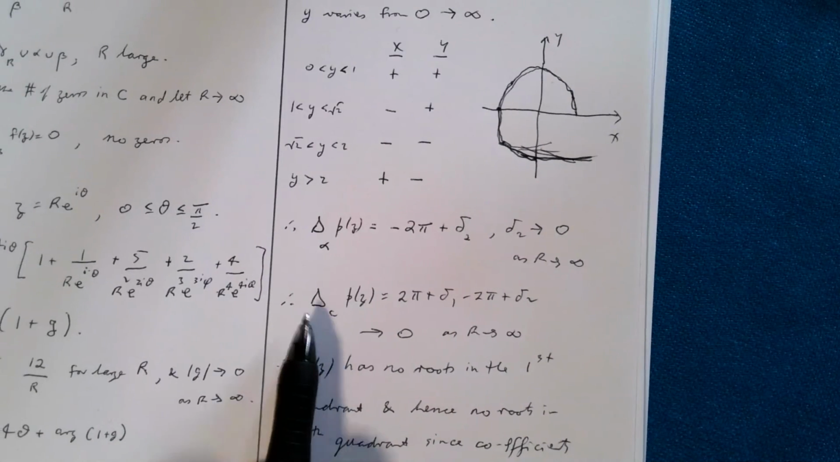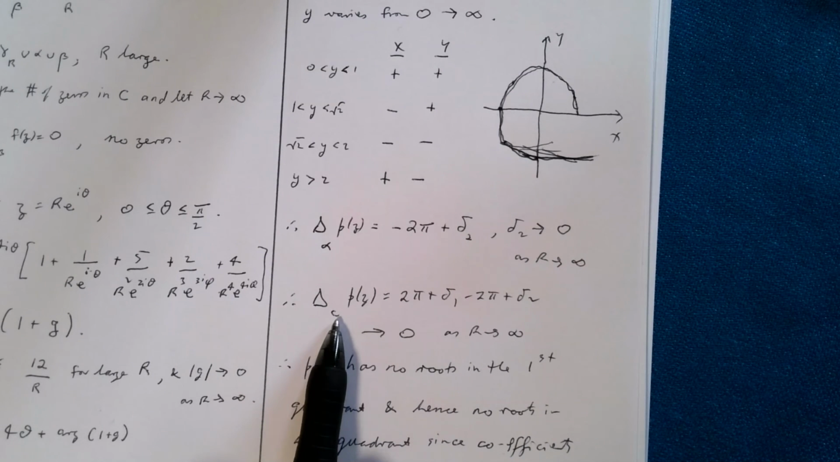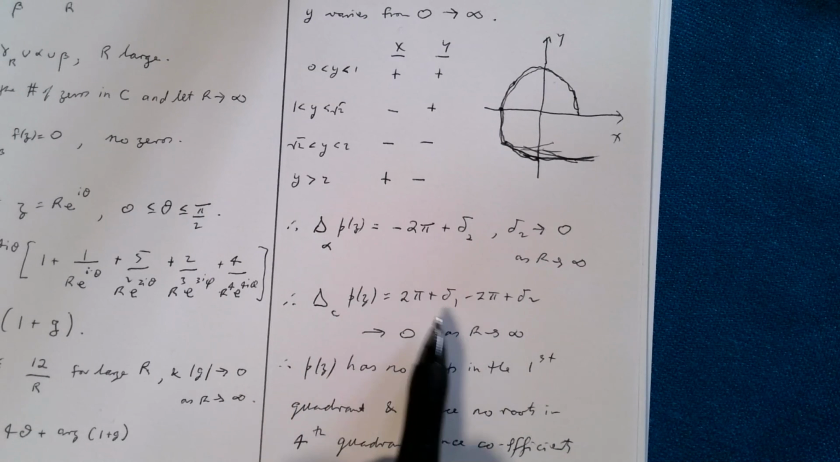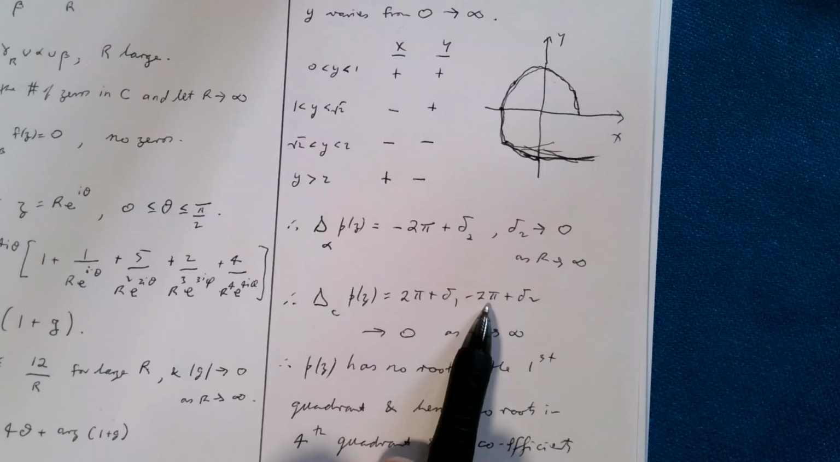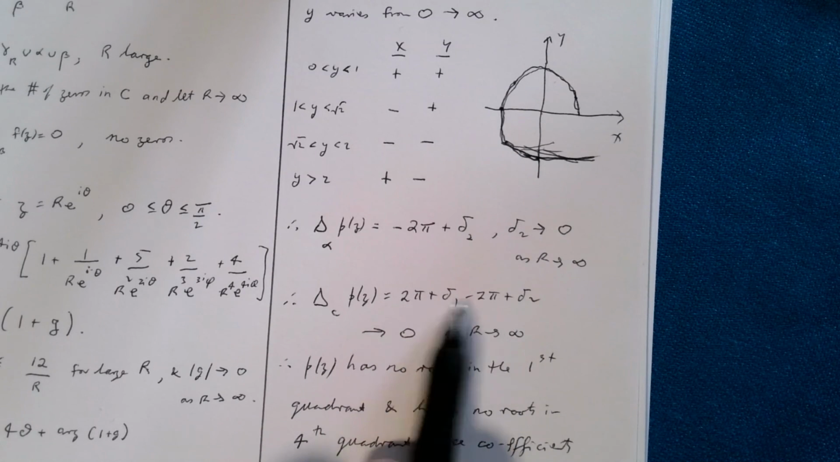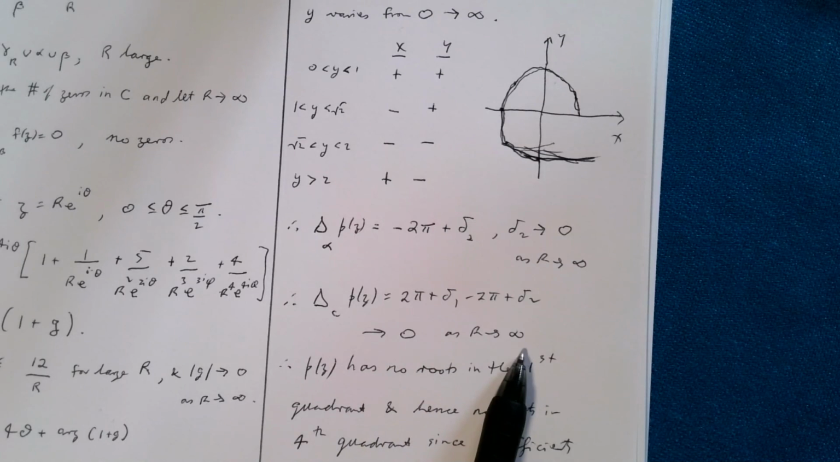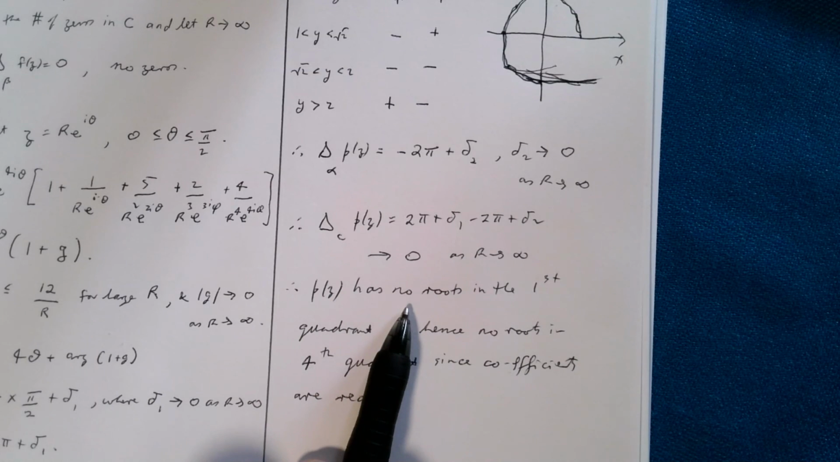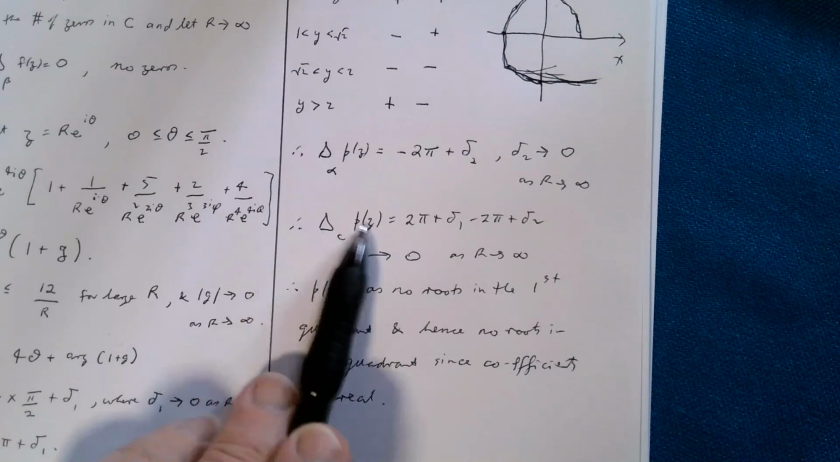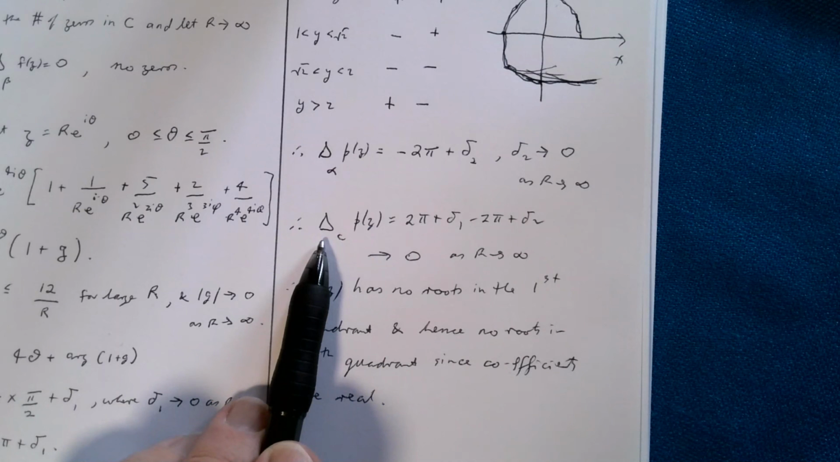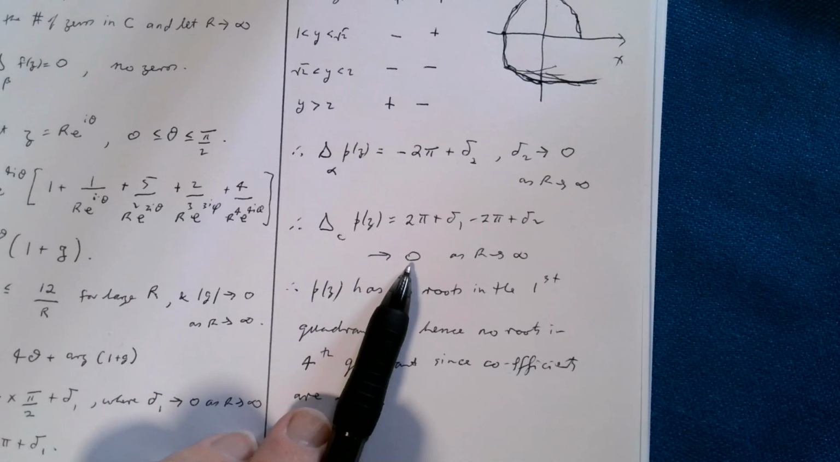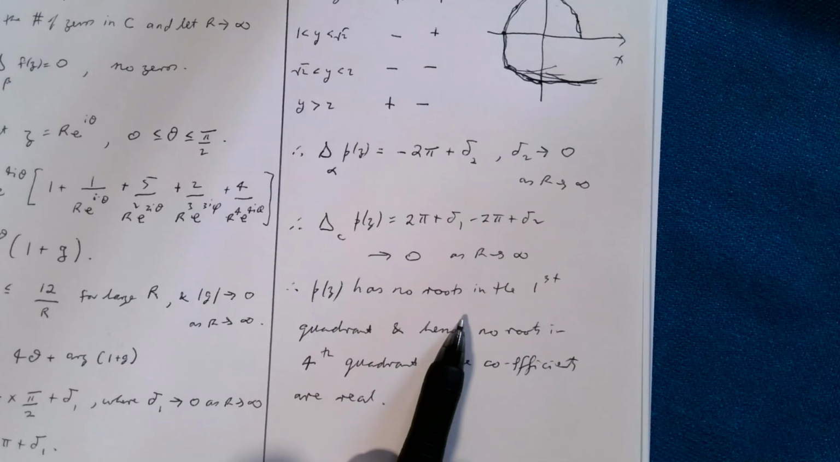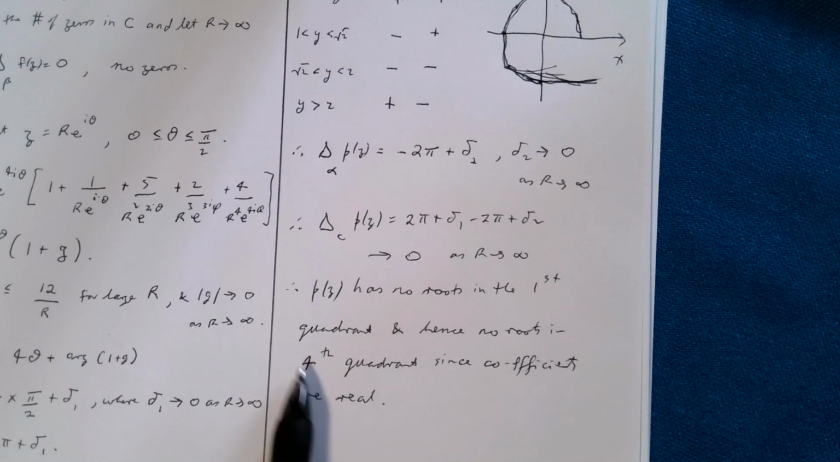Finally, if we put all that together, then this says that the change in argument of p of z as we move around this contour C, well, we just add up all the bits, and the 2 pi's and minus 2 pi's cancel, and the delta 1's and delta 2 go to 0 as r goes to infinity. And that tells me this polynomial then has no roots, because 1 over 2 pi times this gives me the number of roots. And so 0 over 2 pi is still 0, so this has no roots in the first quadrant, and hence it's got no roots in the fourth quadrant, since, as I mentioned before, the coefficients are all real.